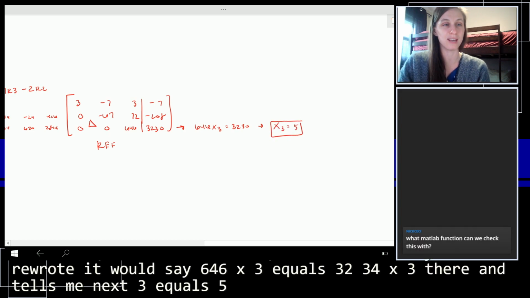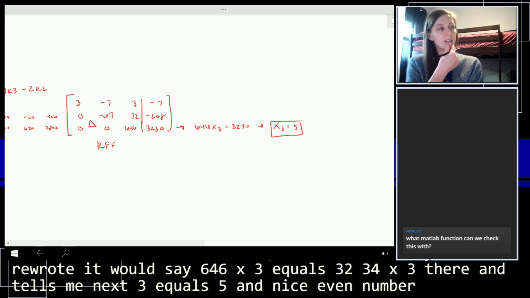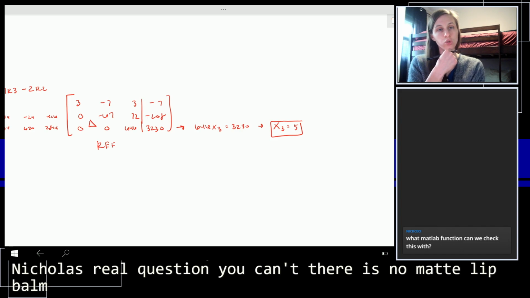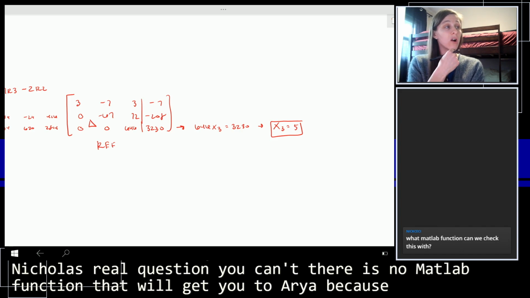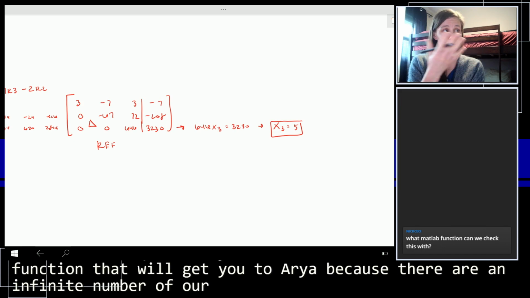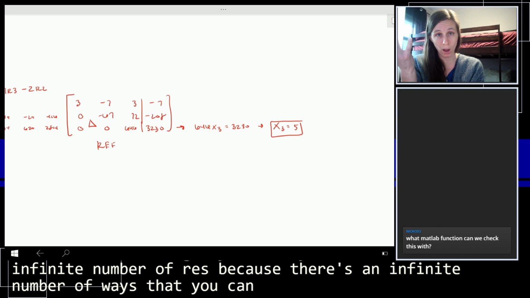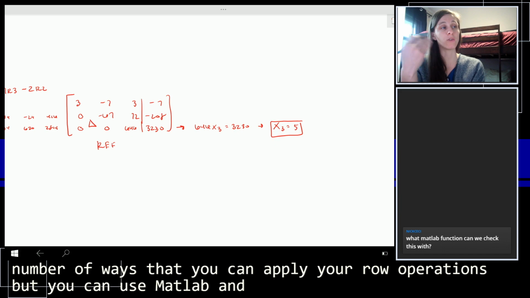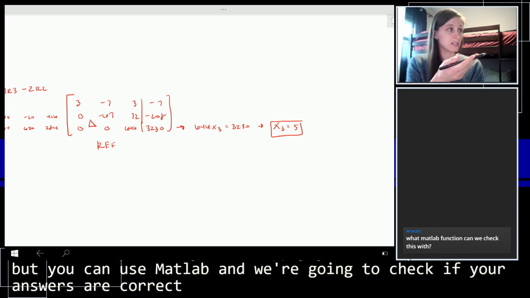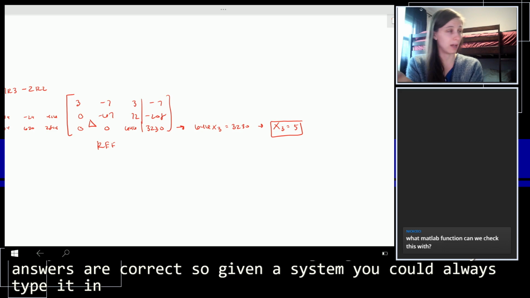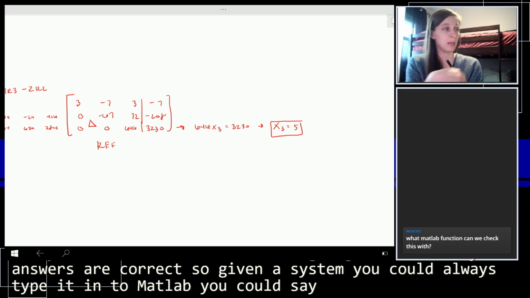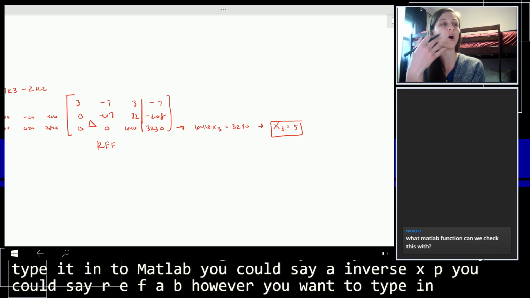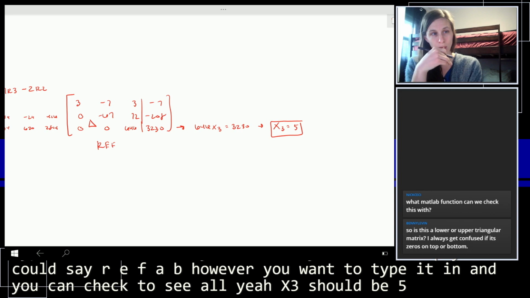A nice even number. So Nick, that's a good question. There is no MATLAB function that will get you to REF, because there are an infinite number of REFs, since there's an infinite number of ways that you can apply your row operations. But you can use MATLAB in order to check if your answers are correct. So given a system, you could always type it into MATLAB. You could say A inverse times B. You could say RREF of AB. However you want to type it in, and you can check to see, oh, yep, x3 should be 5. I did that right.